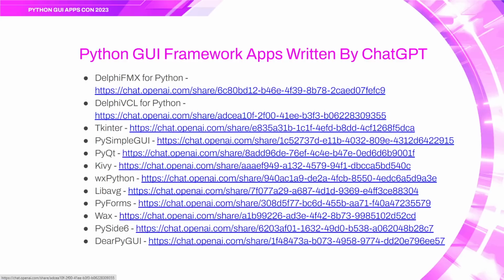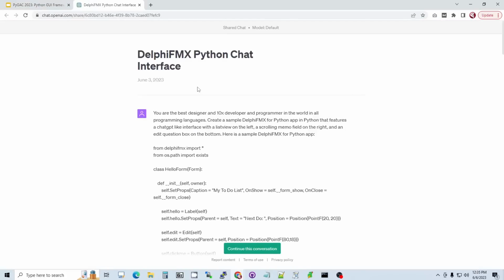The newest feature in OpenAI at the moment is that you can share the chat that you use in ChatGPT. So these are all the shares that I created of the different applications I built. I'm going to investigate these a little bit, and let's look through them. This is the one for Delphi FMX.